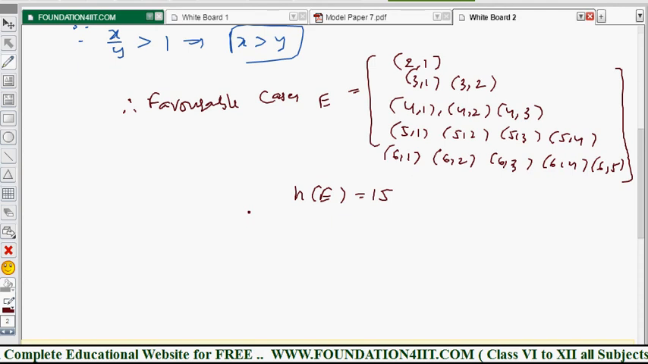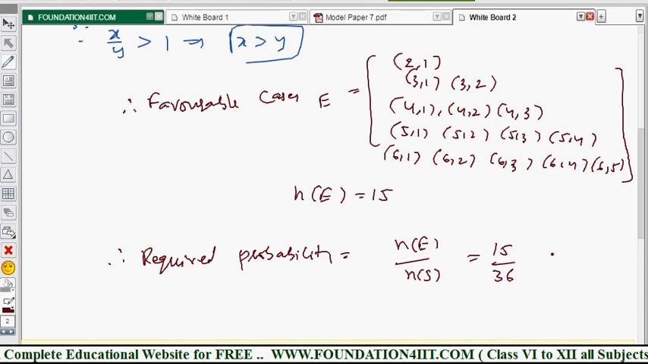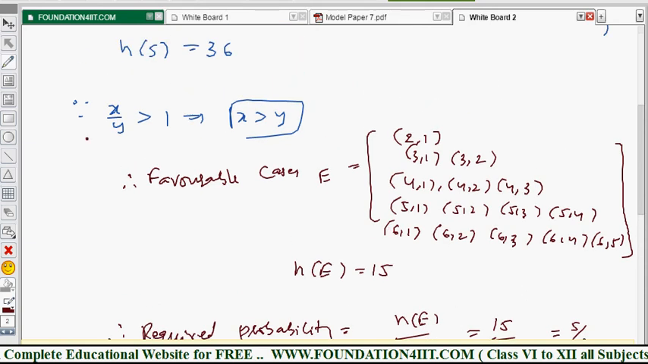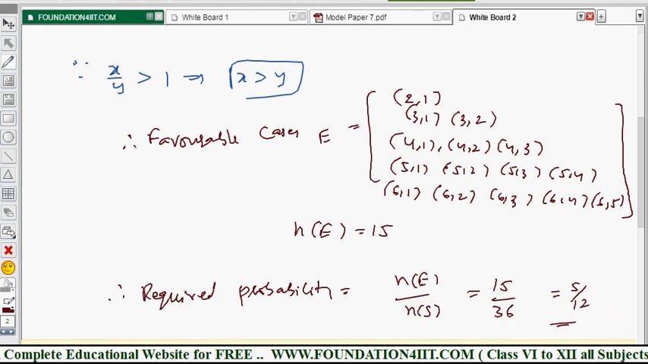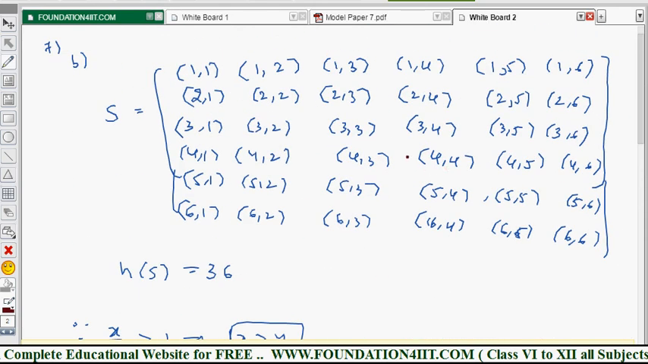Then the required probability is n(E) by n(S). So with the sample space being 36, that is 15 by 36. Using the table of 3, you can cancel, so 5 by 12. This is the required probability. As per this question, x is greater than y, or x by y is greater than 1. You take the sample space, find the favorable cases, and find the probability.